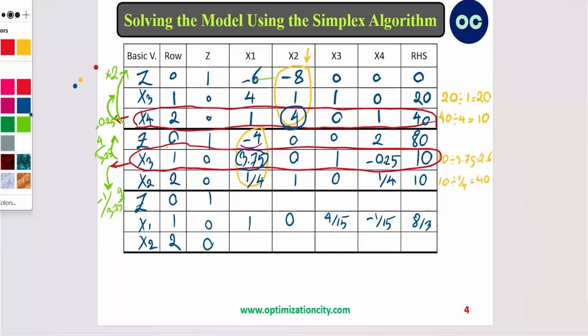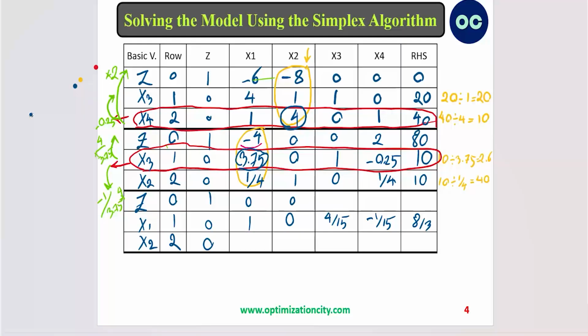So you can see that 0, 16 over 15, 26 over 15. The right-hand side is about 90.6. The row number 2: minus 1 over 15, 1 over 16, and 9.33.